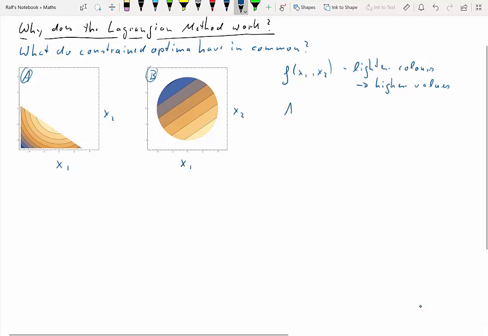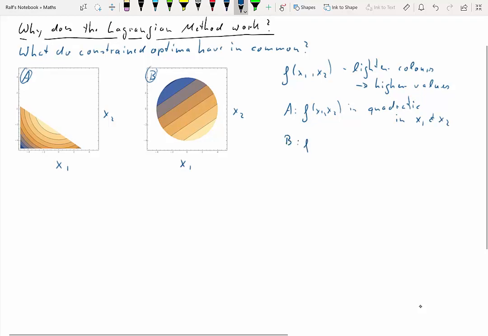If we look at example A and look at the contours of that function, you can perhaps imagine or perhaps believe that this function is quadratic in the input arguments x1 and x2. Whereas function B has these straight level curves, and therefore the function is actually linear in x1 and x2, so it's actually a plane in three-dimensional space.